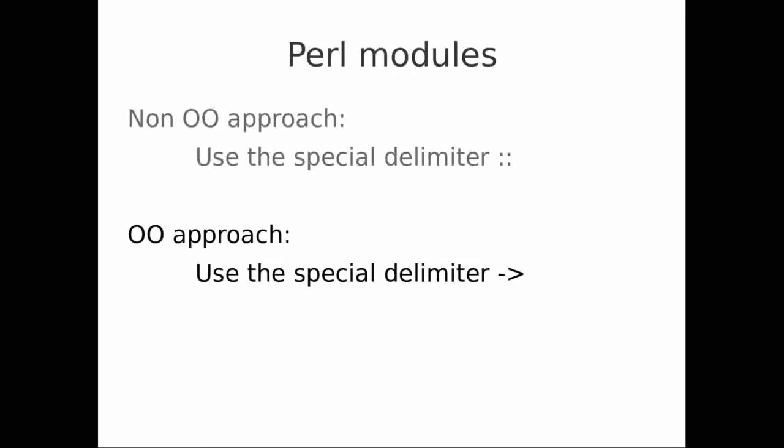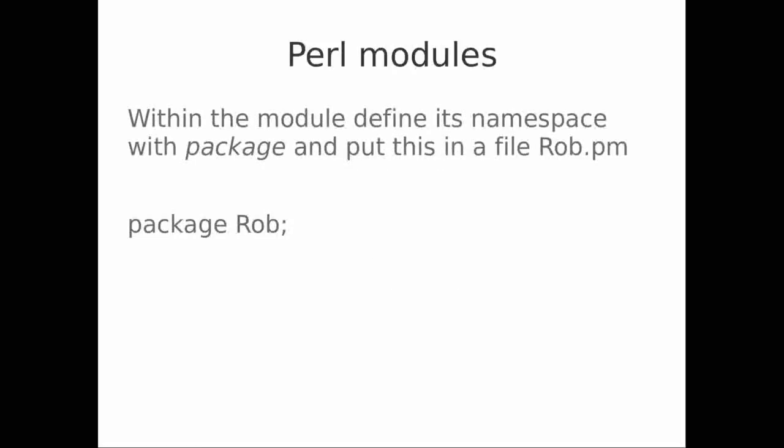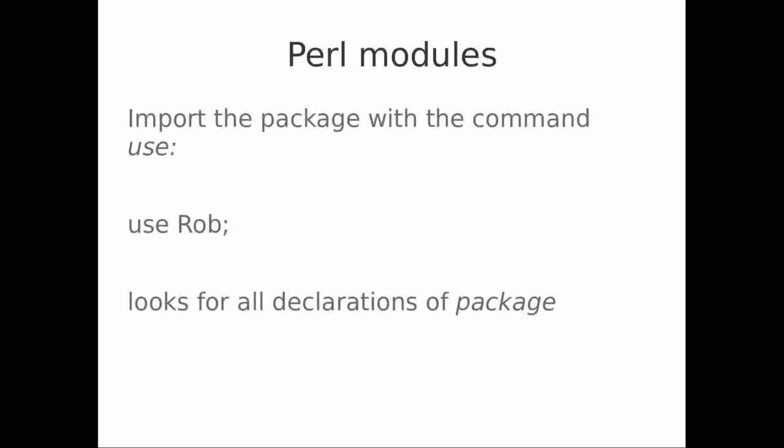So how do we actually build a module? Well, we start with a file called rob.pm, or whatever you want to call your module, .pm for Perl module. And we declare that we're going to have a package. And in my case, I've called my package Rob. You can call your package whatever you would like. When we import that package with the use Rob command, Perl goes and looks for rob.pm and looks for all declarations of package within that rob.pm file.